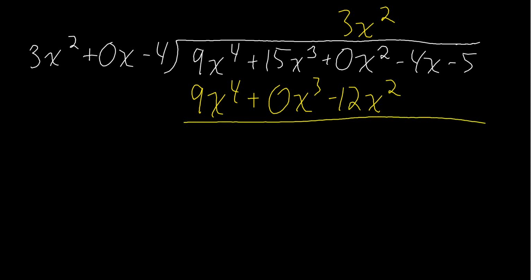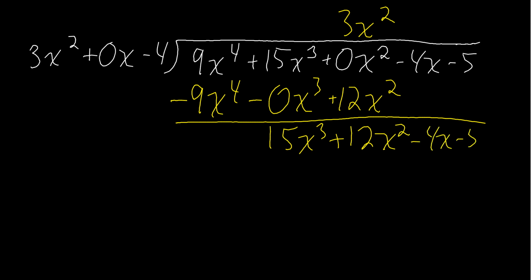I put my equal sign here and change the signs. So this turns to a negative, this also turns to a negative, and this turns to a positive. Doing the arithmetic, we see that this does indeed cancel. Then 15x cubed minus 0x is just 15x cubed, and then plus 12x squared minus 4x minus 5. That's the first step.